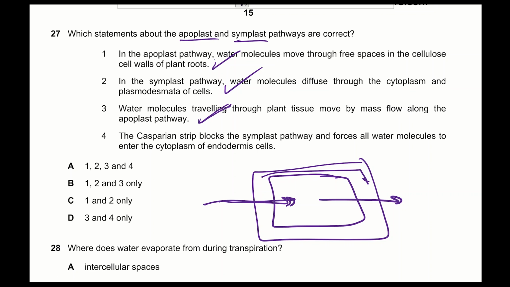4. The Casparian strip blocks the symplast pathway. Now, this is totally incorrect. The Casparian strip blocks the apoplastic pathway to force water into the symplastic pathway. Therefore, this is incorrect, and the answer is going to be B.